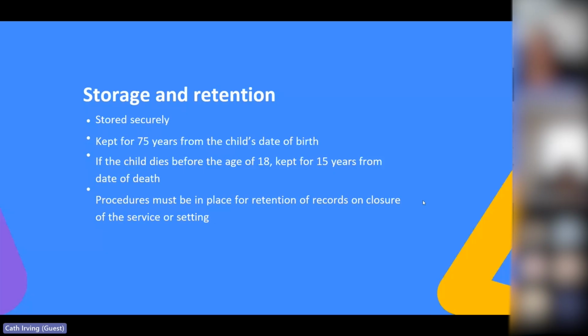So in terms of your storage and retention, it's really important that all case records are held securely. So think about what that looks like in each setting, how are they held, and that they're only accessible by the people who should have access to them. They contain confidential information. So it's really important that we consider that.